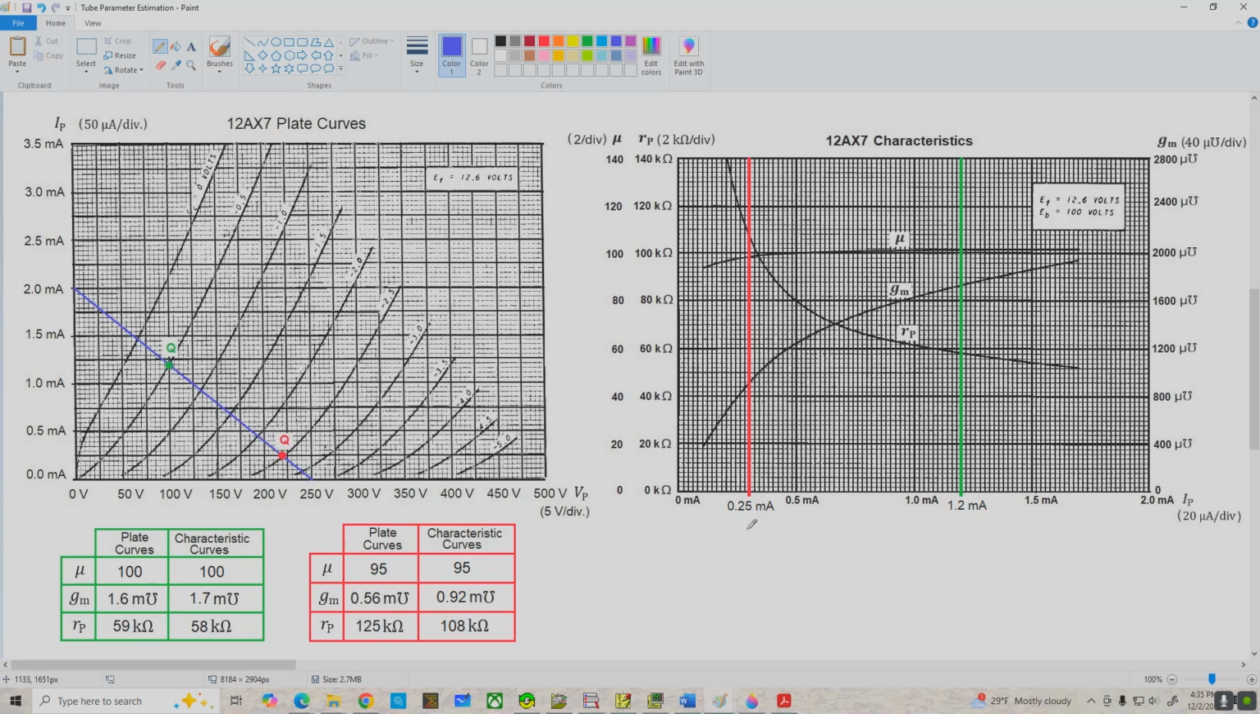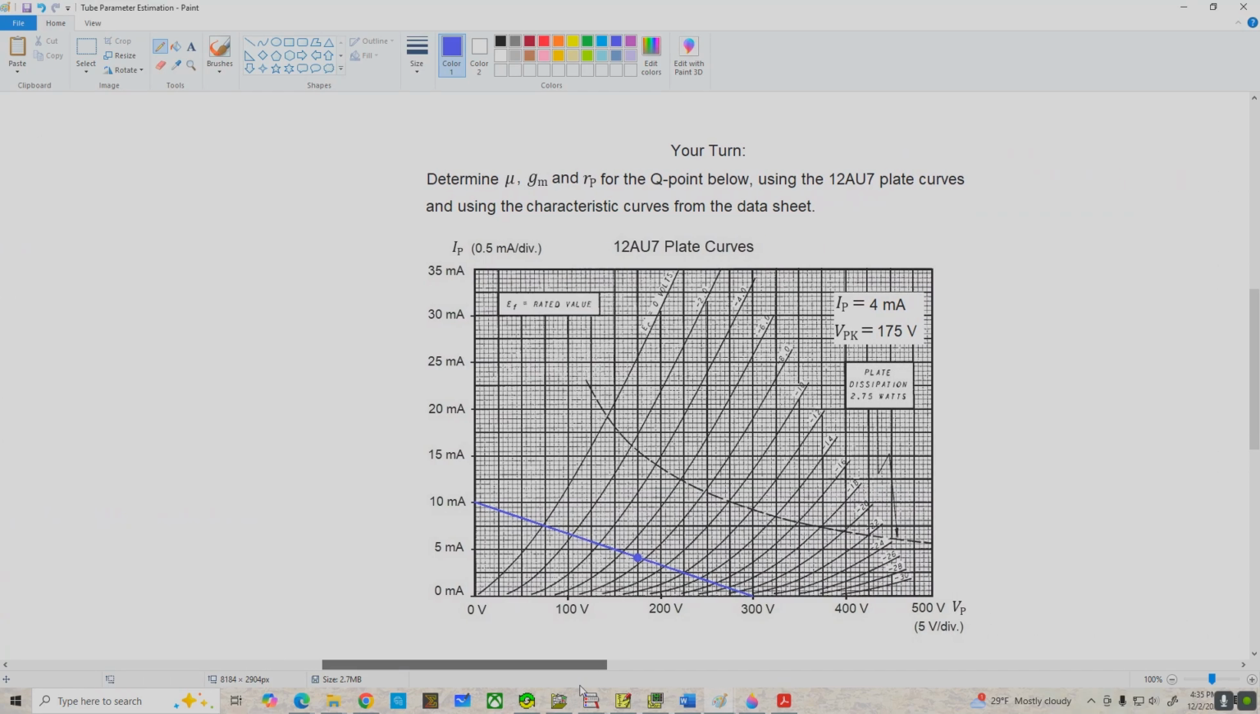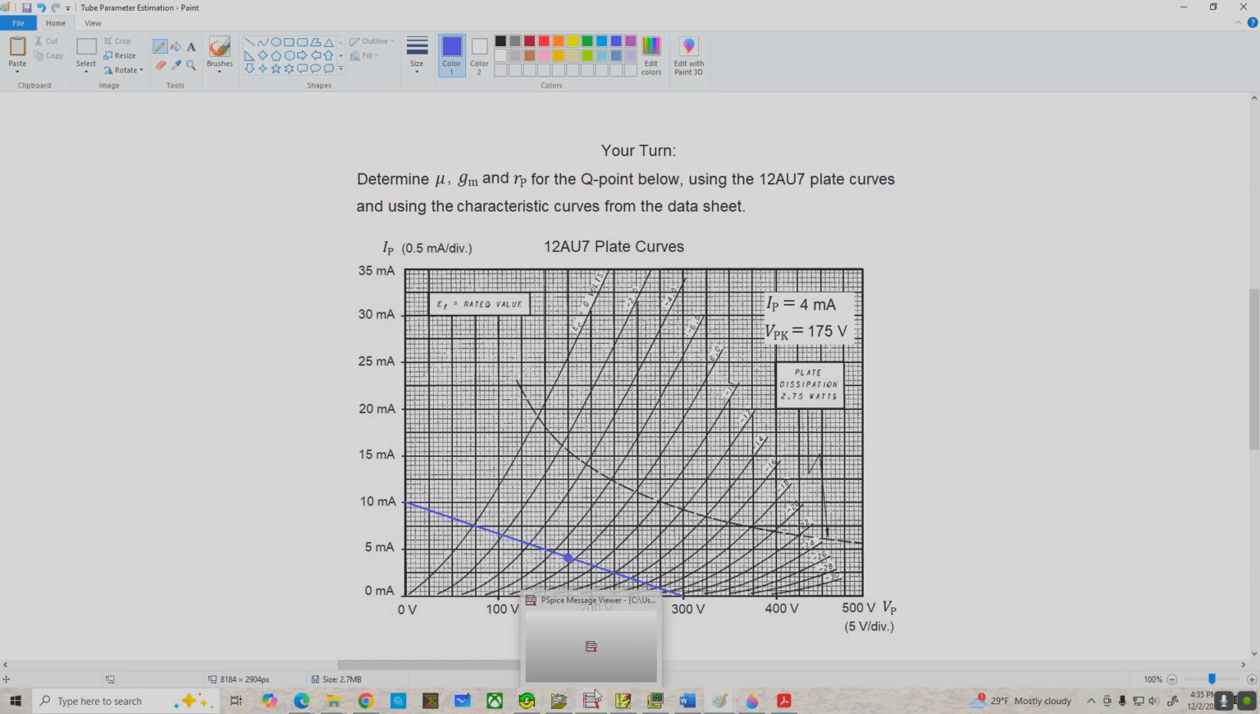And finally, I'm going to leave you guys with a homework problem. Here we've got a hypothetical load line for a 12AU7, and the Q point is located at 4 milliamps and 175 volts. So you'll have to check the 12AU7 datasheet if you want to use the characteristic curves, or again, you can derive them directly off of the plate curves here.